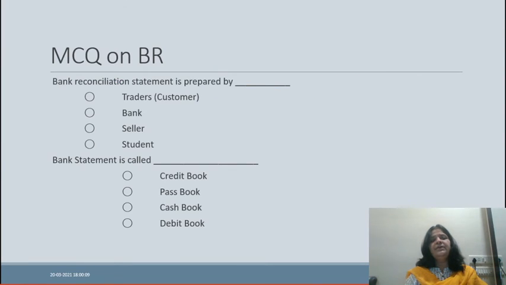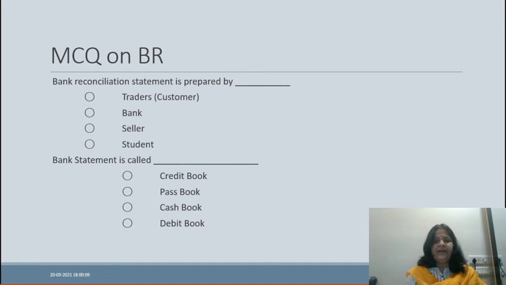Now we will see some MCQs which are asked on the bank reconciliation chapter. First, bank reconciliation statement is prepared by trader, bank, seller or student. The answer is it is prepared by trader. Bank does not prepare bank reconciliation statement. Seller also does not prepare bank reconciliation statement, and students also do not prepare bank reconciliation statement.